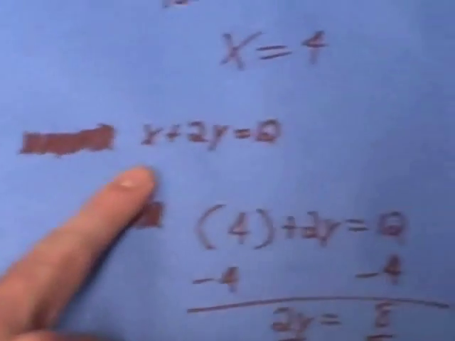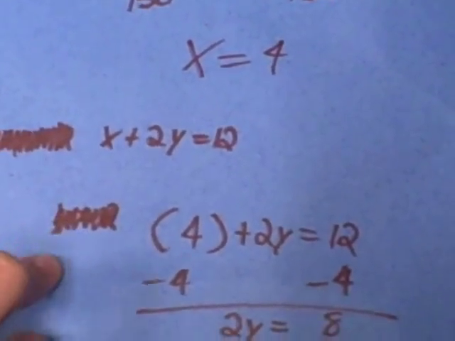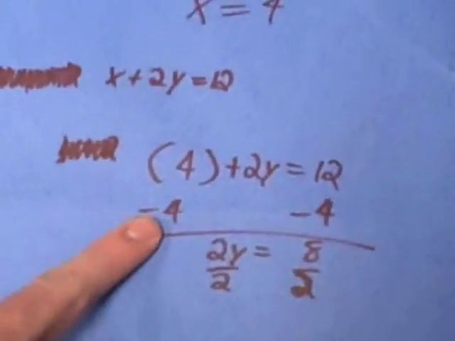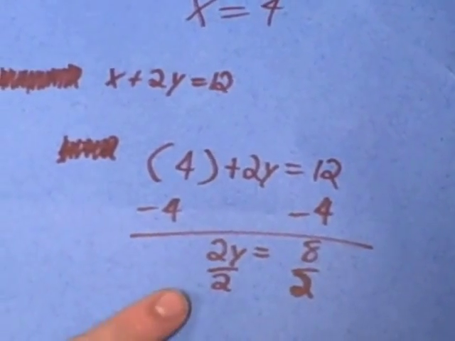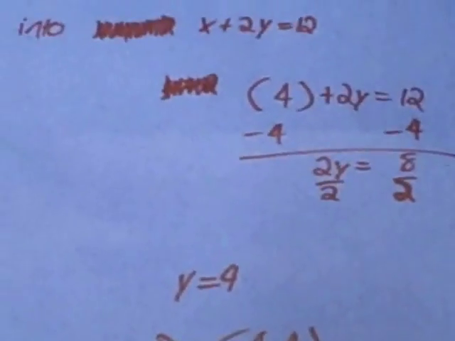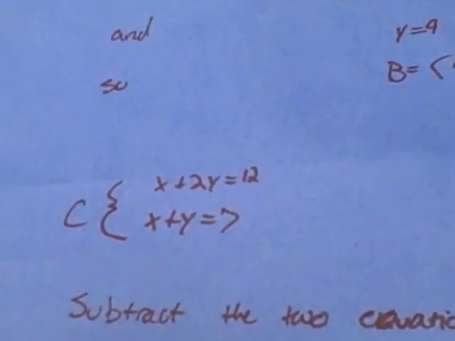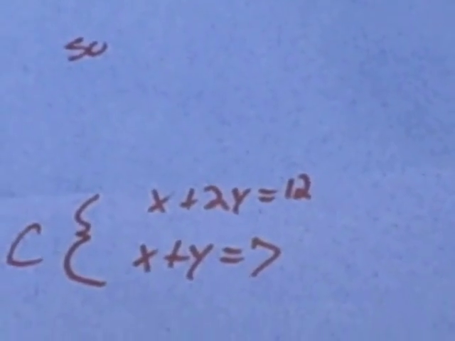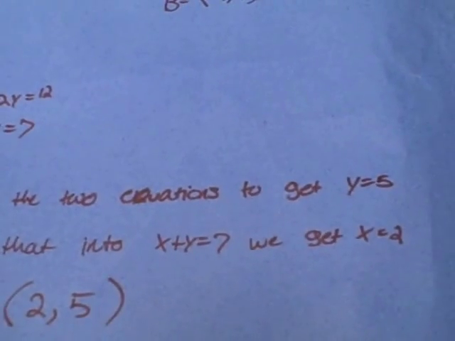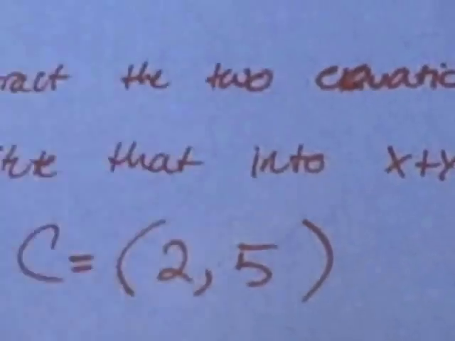And we'll substitute that into x plus 2y equals 12. So it's 4 plus 2y equals 12, and then negative 4, negative 4. 2y over 2 equals 8 over 2, so y will equal 4. That means B equals 4, comma 4. And C is x plus 2y equals 12, x plus y equals 7. We subtract the two equations to get y equals 5, and substitute that into x plus y equals 7, and we get x equals 2. So C equals 2, comma 5.